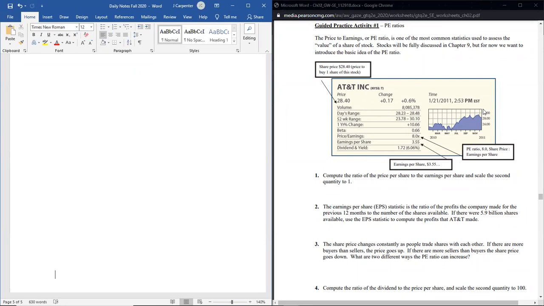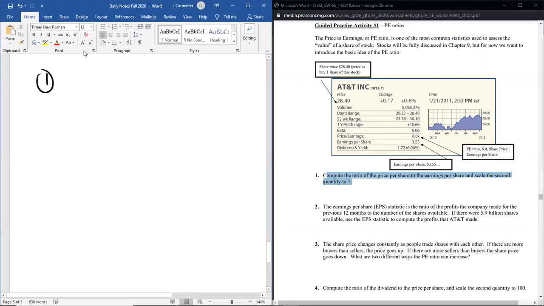All right, so getting to the point, they ask us to, number 1, compute the ratio of the price per share to the earnings per share. So they ask us to make a ratio. So they want us to make a fraction, and they want us to do the price per share in the top to the earnings per share in the bottom, and then they want to scale the second quantity to 1.